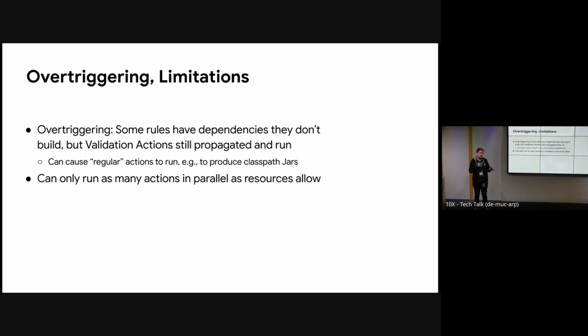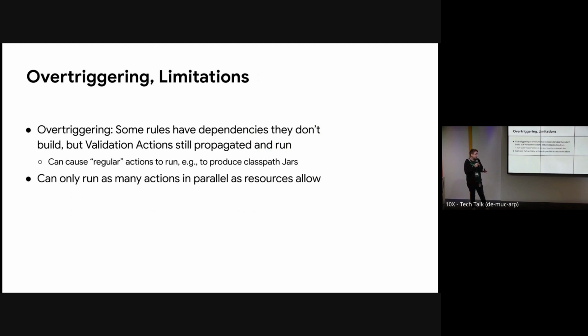And this also means that any inputs to validation actions are also built. If the validation action needs class path information, that means you're potentially building all the jars that go into that validation action. So over triggering is one problem that we've seen.